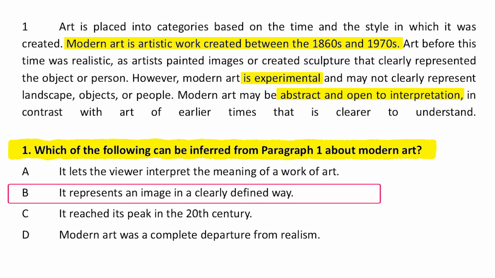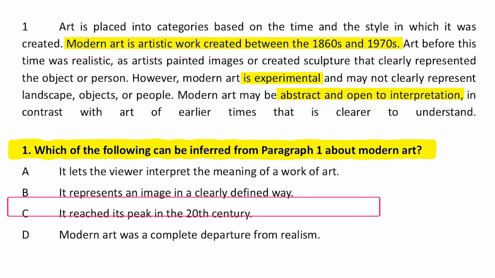B. It represents an image in a clearly defined way. This is wrong because the passage says the opposite. Modern art may not clearly represent landscapes, objects, or people. That's the whole point of this artistic movement. It challenges traditional clarity and realism.